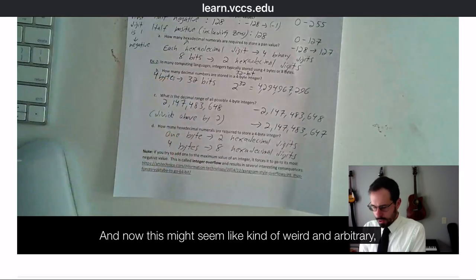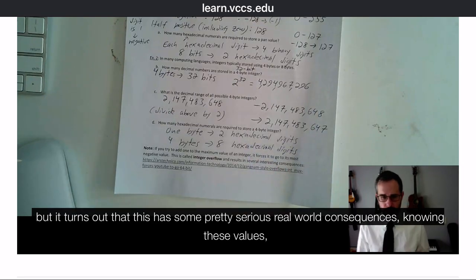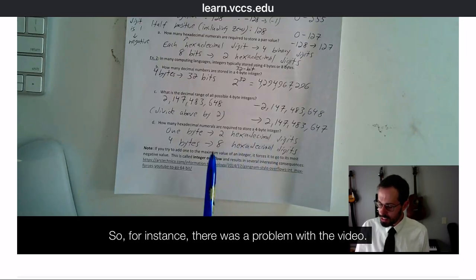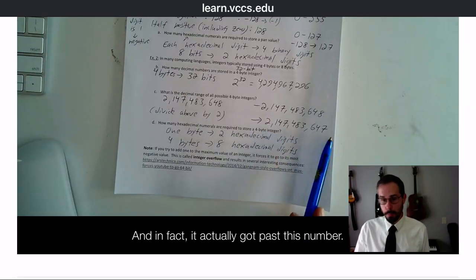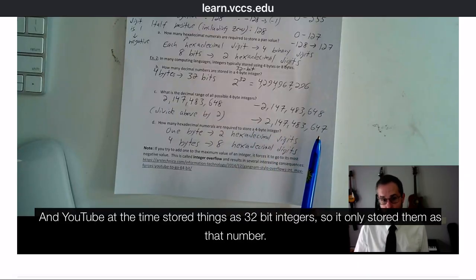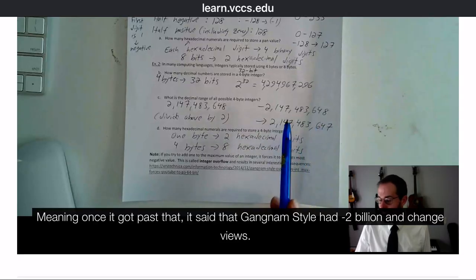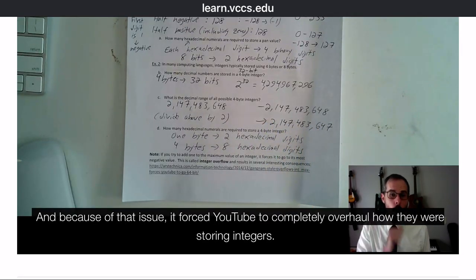And now this might seem kind of weird and arbitrary, but it turns out that this has some pretty serious real-world consequences, knowing these values, or at least knowing approximately these values. Because you might think that 2 billion and change would be enough to do whatever it is that you want. Turns out that that's not actually always the case. So for instance, there was a problem with the video, you may have heard of it, called Gangnam Style. Gangnam Style was the most popular YouTube video, and in fact, it actually got past this number. YouTube at the time stored things as 32-bit integers, so it only stored them up to that number. Meaning once it got past that, it said that Gangnam Style had negative 2 billion and change views. Because of that issue, it forced YouTube to completely overhaul how they were storing integers.